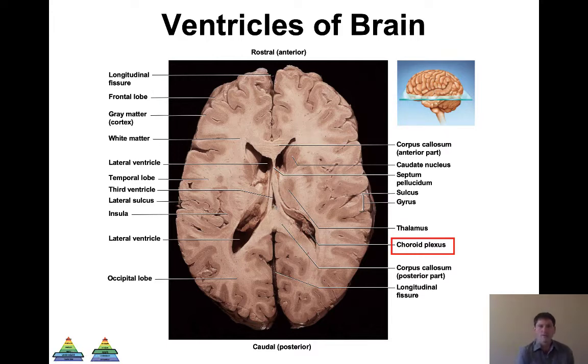Along the way we have a structure called the choroid plexus, and the choroid plexus is lined with those ependymal cells, and this is where our cerebrospinal fluid is being produced. And on those ependymal cells we see little cilia that are helping to beat and wave and create a little bit of a current to move that cerebrospinal fluid through the brain and down and around our spinal cord.